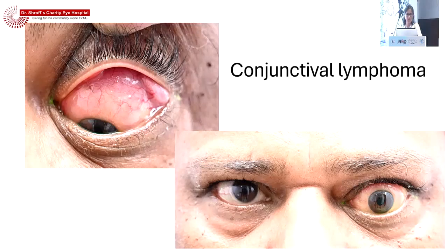Lymphoma is, of course, the malignant counterpart in the spectrum of the lymphoproliferative lesions, and we know the classic color of the salmon pink appearance of the conjunctiva, which is almost diagnostic even before you do a biopsy.